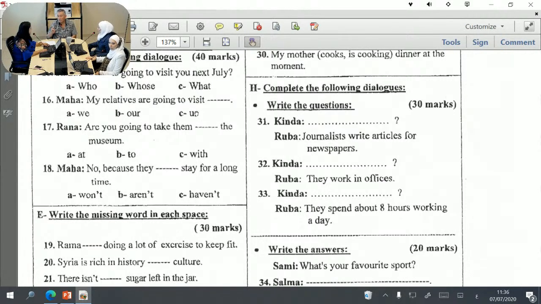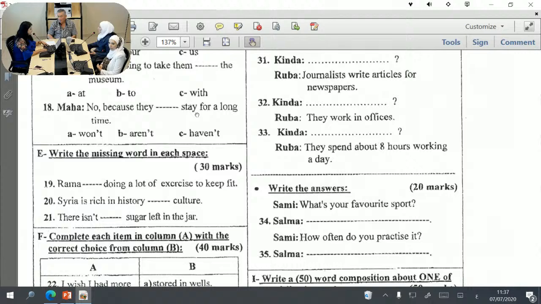Here we can delete articles and put what. We can use for newspapers or who: who do journalists write articles for? The following answer determines the question clearly: where? They work in offices. Do they work in offices? We delete offices and we say where do they work? And the last one, they spend about 8 hours. This 8 hours is a period of time, so how long? How long do they spend working a day?